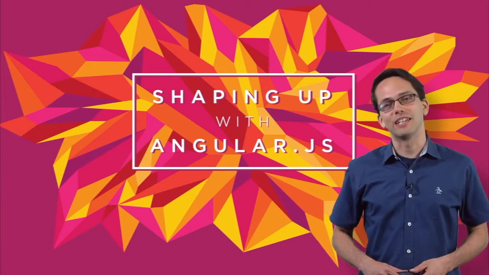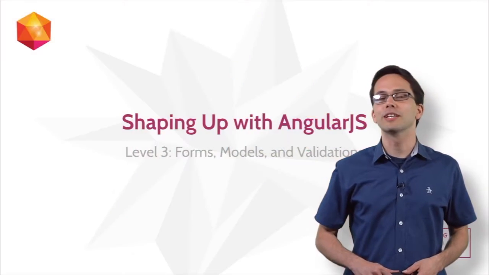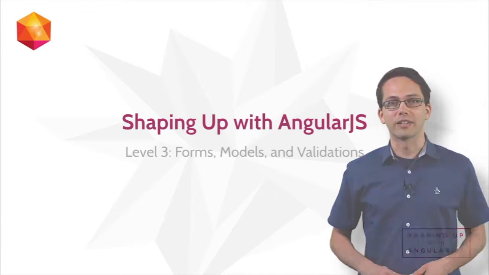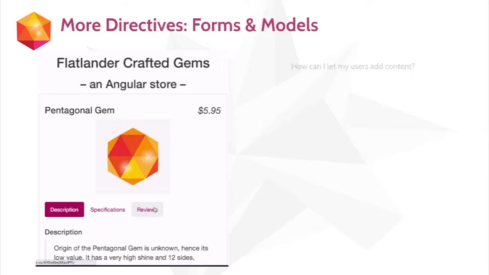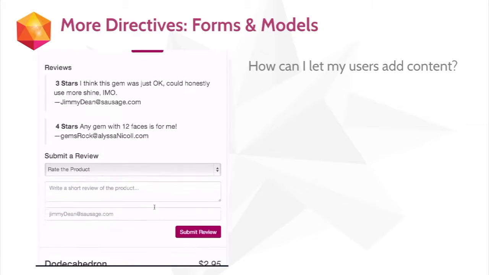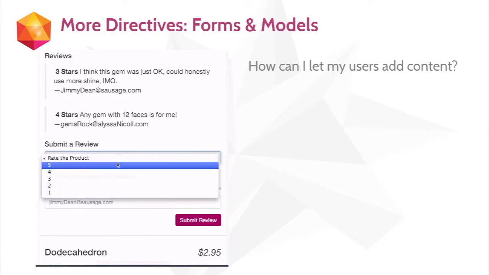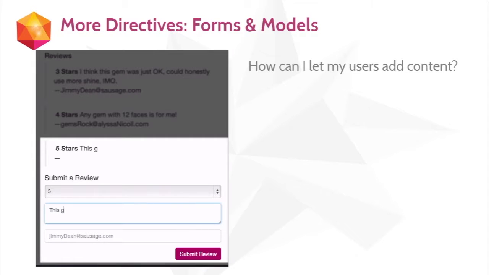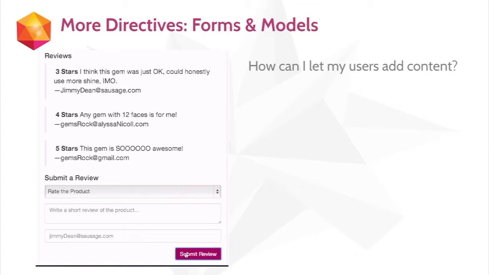You're watching Shaping Up with Angular, and this is level 3, where we're going to be talking about creating your own form to add new reviews in our case. So here we are back in our store, and you'll notice when I click on Reviews, it lists out all the different reviews for a product, and I can rate the product. As I start typing out the review, it gives me a nice live preview, so I can see what my review is going to look like. When I submit it, the review gets solidified onto the page and my form gets reset.